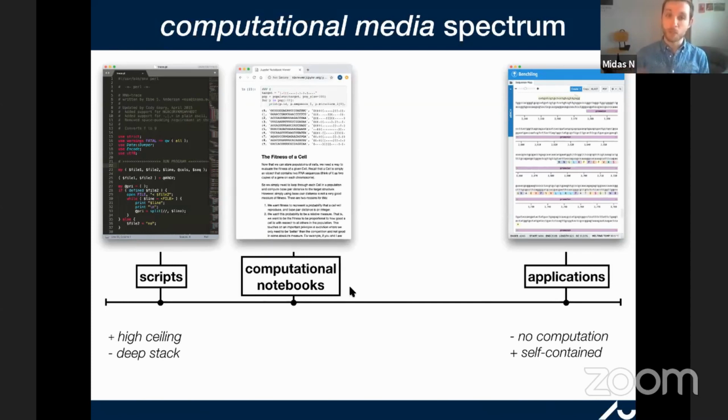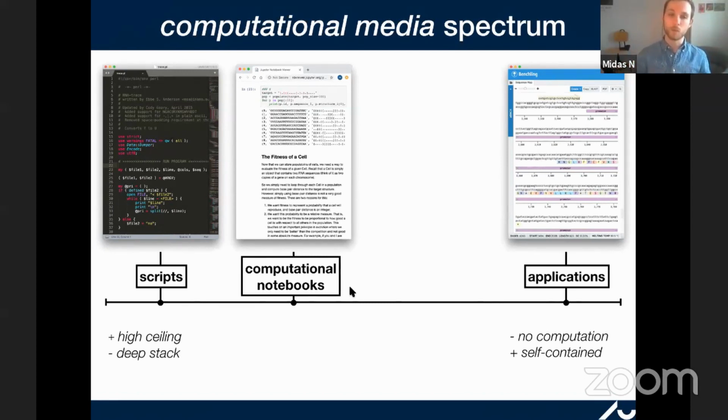And then we have computational notebooks as a new medium that's become more popular recently, like Jupyter Notebook, where you have a combination of the two, where you can do some programming, you can execute some scripts, and you can also just do some word processing as you're normally used to.